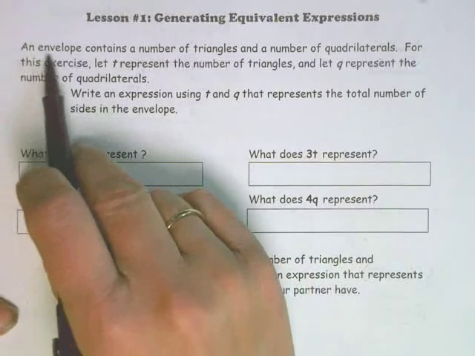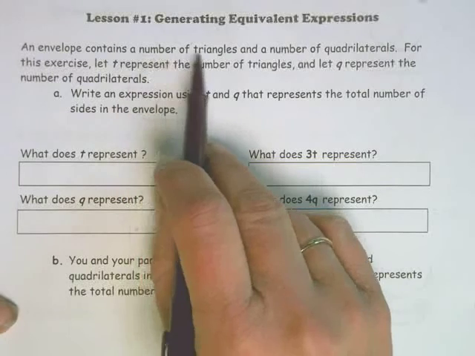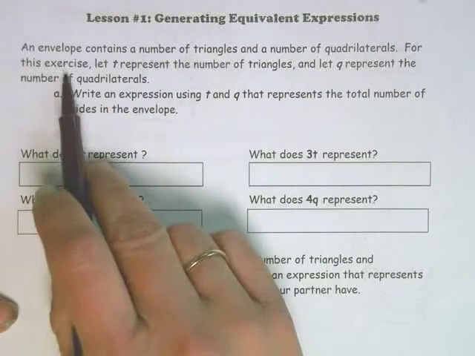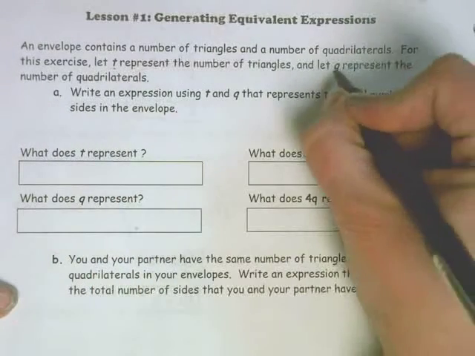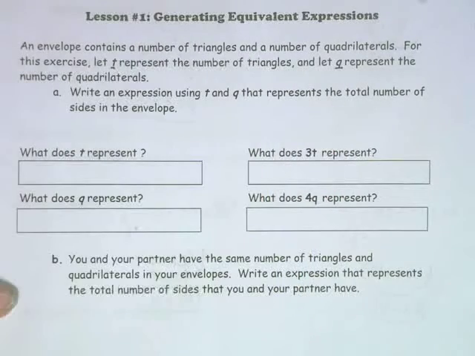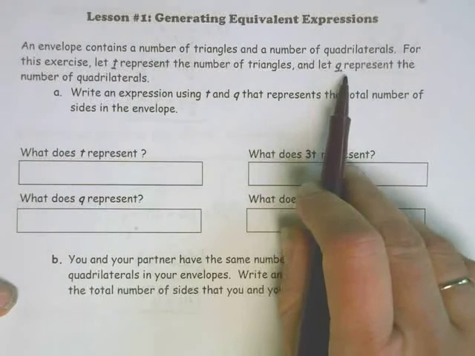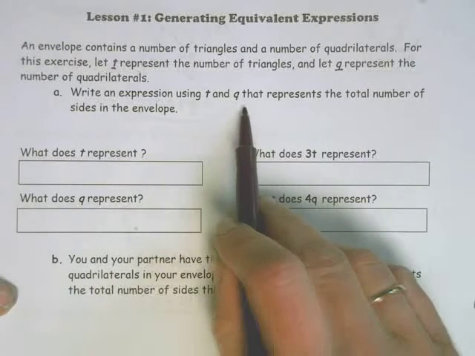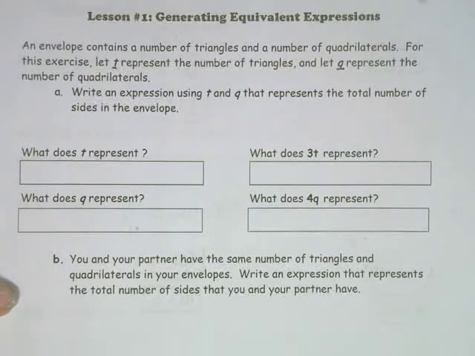It says an envelope contains a number of triangles. We don't know how many, just some number of triangles and a number of quadrilaterals. For this problem, let T represent the number of triangles and let Q represent the number of quadrilaterals. So we've got two different variables, T and Q here. It asks us to write an expression using T and Q that represents the total number of sides in the envelope. So total number of sides, so let's talk about that.